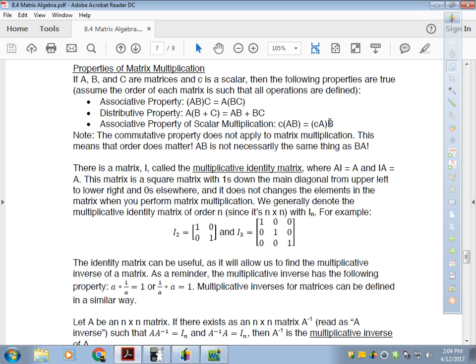Now, one thing to stress right here is that the commutative property does not work. AB is not necessarily the same thing as BA. It is possible that it could be the same thing as BA, but it is highly unlikely. Most times AB and BA are going to be two different things. Okay.